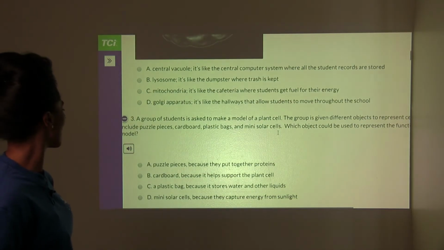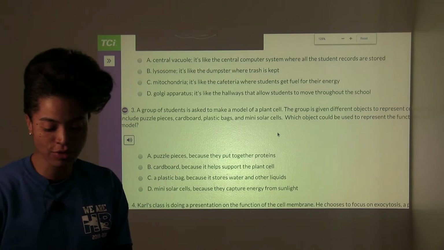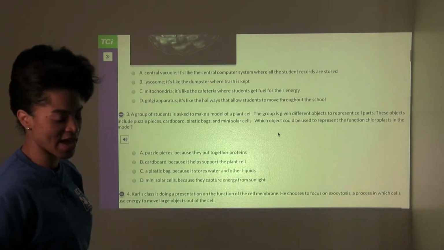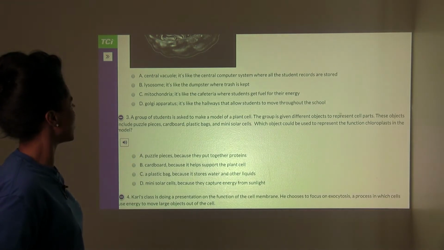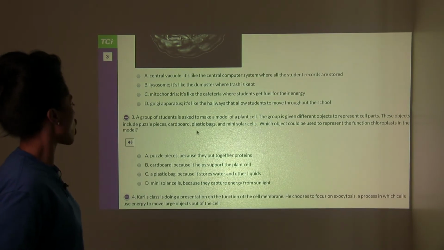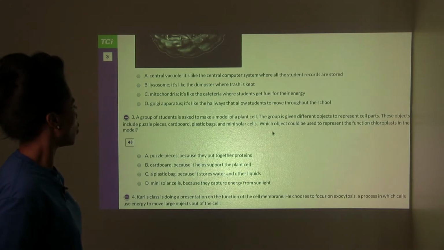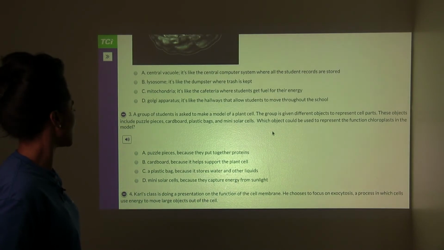Let's check number 3. Number 3 says, a group of students is asked to make a model of a plant cell. The group is given different objects to represent cell parts. These objects include puzzle pieces, cardboard, plastic bags, and many solar cells. Which object could be used to represent the function of the chloroplast in the model?